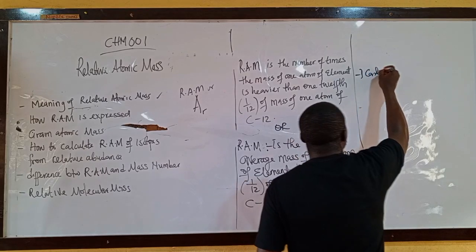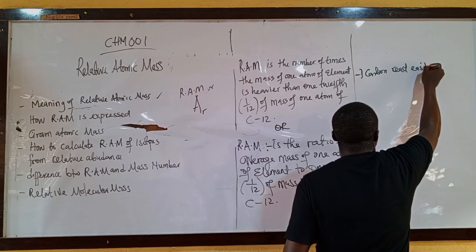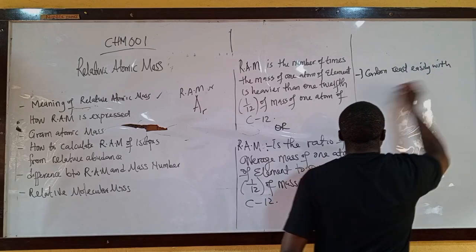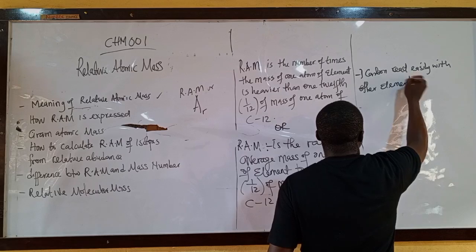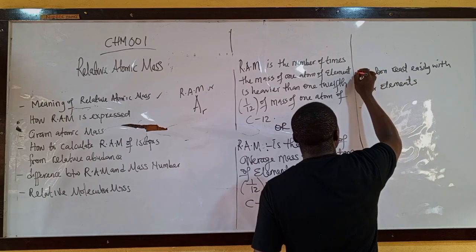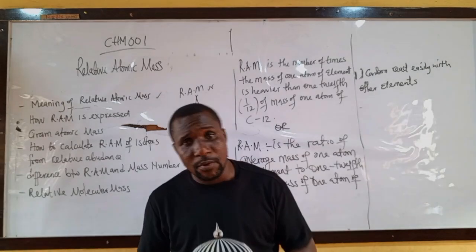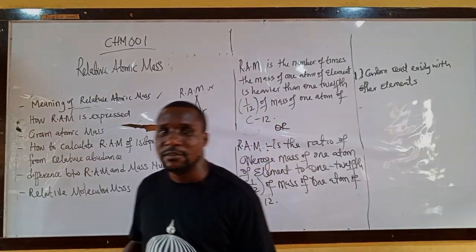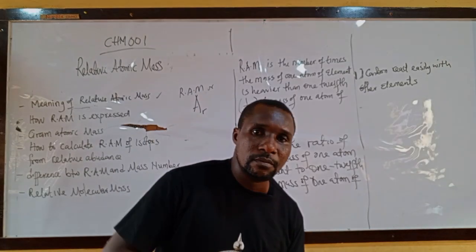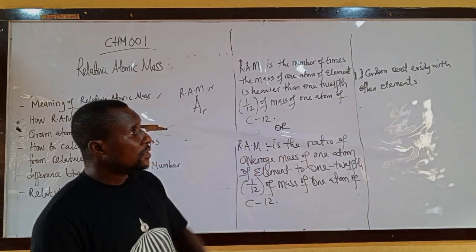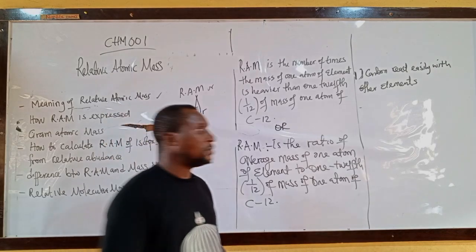Carbon reacts easily with other elements. That's one of the reasons. That's reason one. They can ask, why do we use carbon as a reference to determine relative atomic mass of other elements? Carbon reacts easily with other elements.